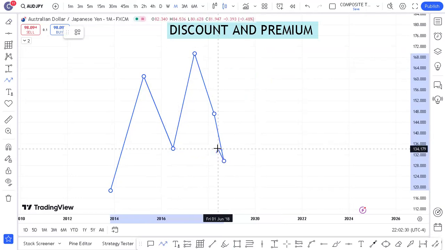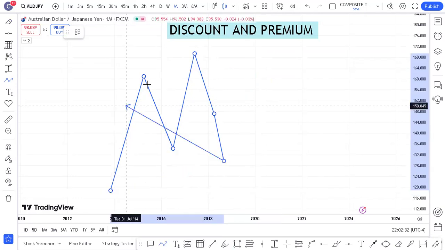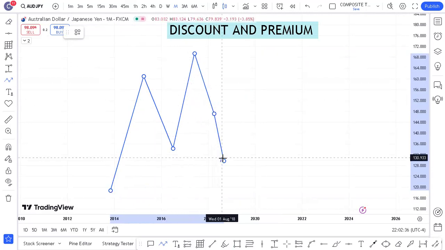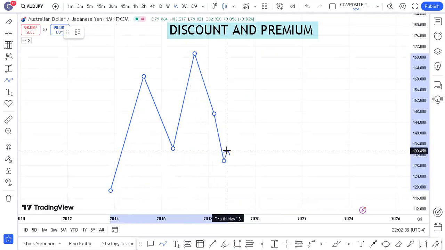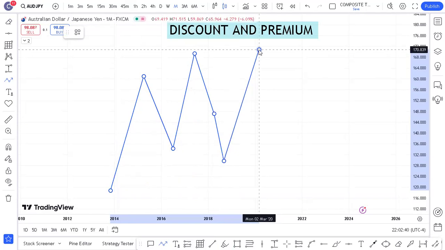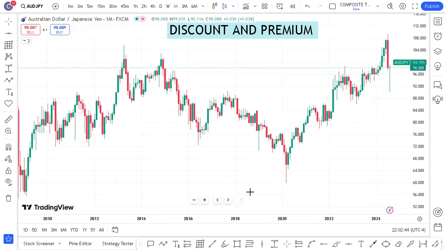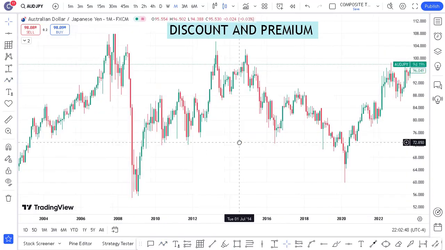The moment it sweeps liquidity, what's your range? This is your main low, this is your main high. You realize that it goes back to a level of discount after taking out liquidity, and you can expect a continuation to the upside. I'll use this pair here, AUD JPY.